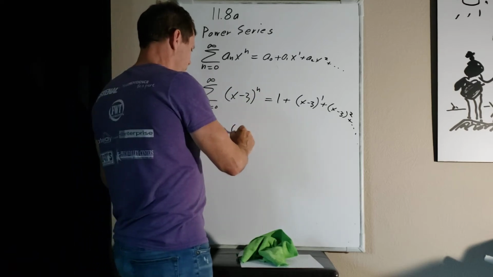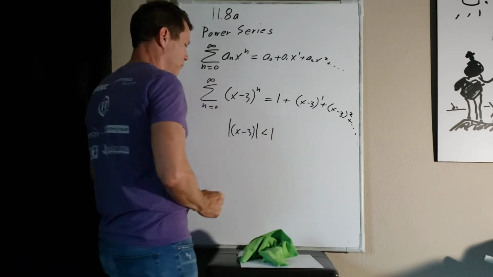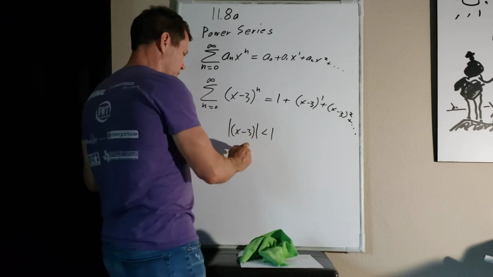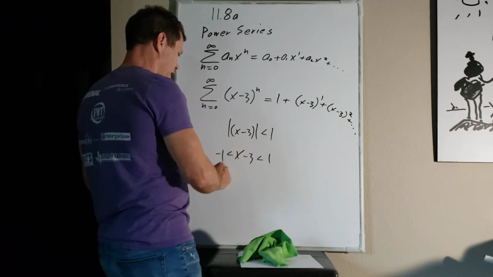as long as your ratio in absolute value is less than 1. Okay, so that means this quantity here has got to be between 1 and negative 1. So I've got x minus 3 has got to be less than 1 and bigger than negative 1.